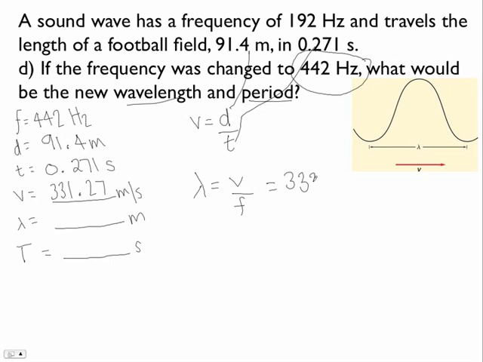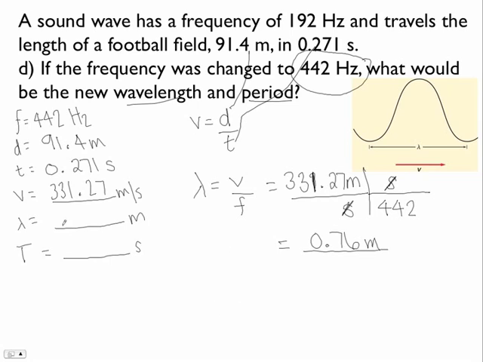So we're going to have 331.27 meters per second over 442 seconds to the -1, so the s goes up here. Cross that s out, cross that s out. You're left with meters. And so you should get a new wavelength of 0.76 meters. Okay, now, so we have that.